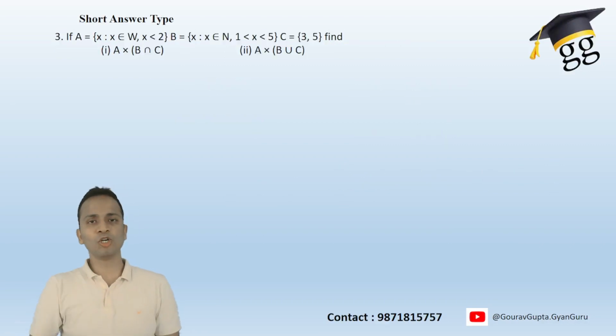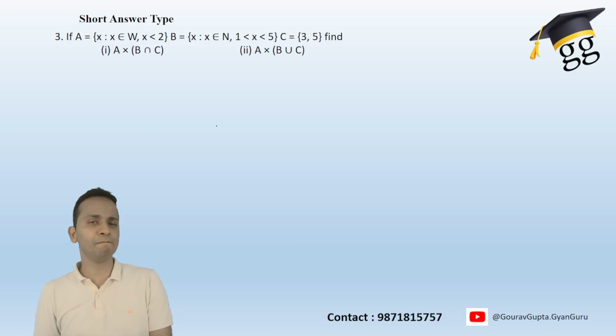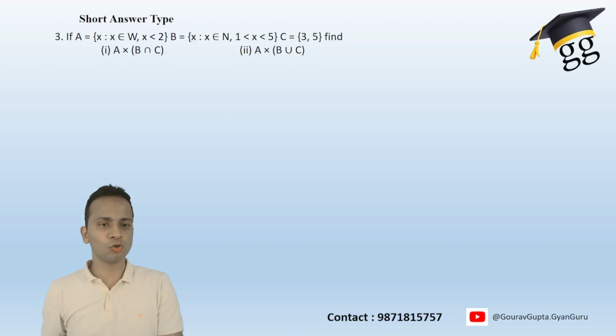Now moving on to our next question, question number 3. It has two parts, and the question is similar. It's a combination of the first and second questions. So let's quickly finish it. The only important thing is you must write the sets A and B properly. So look at the definition of these sets.